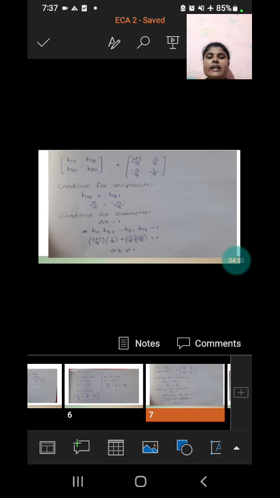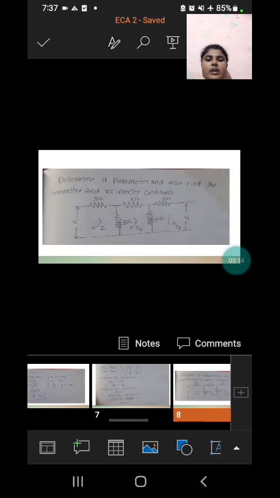Condition for symmetry: delta H equals 1. Delta H means H11 H22 minus H21 H12 equals 1. Here H11 is 47 by 9, H22 is 1 by 9, and minus H21 is minus of minus 5 by 9, so plus 5 by 9 into 5 by 9. The calculation gives about 0.81, which is not equal to 1. So this is not symmetric.